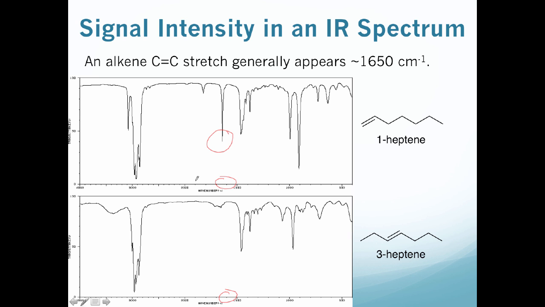However, when we go to 3-heptene, we still have a carbon-carbon double bond, but this molecule is much more symmetric. And although there's still a little bit in that region, a stretch corresponding to that carbon-carbon double bond is almost non-existent. So that's something you really have to watch out for. Just because you don't see a certain stretch doesn't mean this functional group's absent. That just means it's very symmetrical.